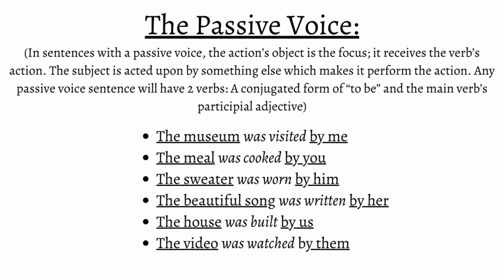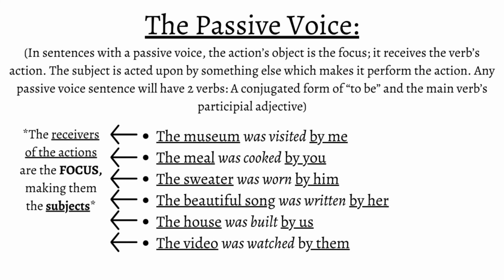Every sentence has a conjugated verb to be, in the past, a participial adjective, and a preposition by, followed by the action's performer. Notice how the receivers of the actions are the focus, which makes them the subjects. Sentences in the passive voice are often longer than sentences in the active voice, because they have to include additional words like the verb to be, participles, and prepositions.